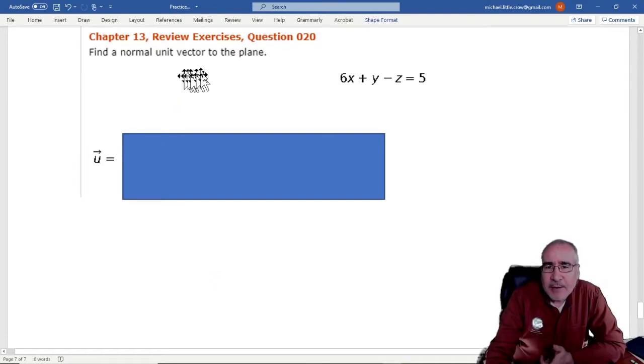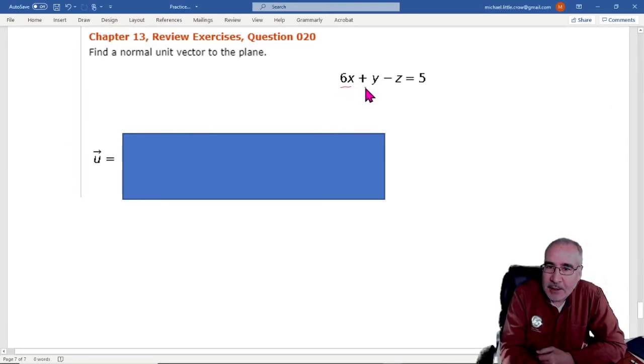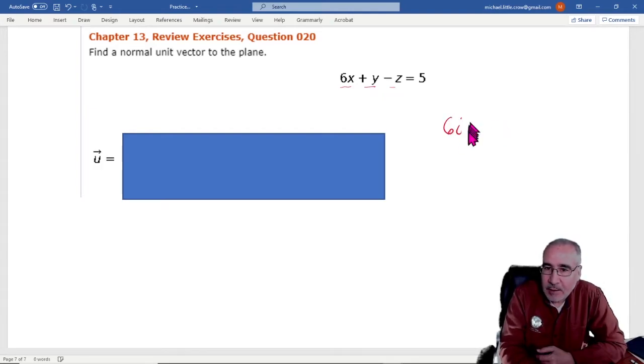Find a normal unit vector to this plane. Okay, so a normal vector to this plane would just be 6i, sorry, wrong place here, would just be 6i plus j minus 1k. So this is the equation of the plane.